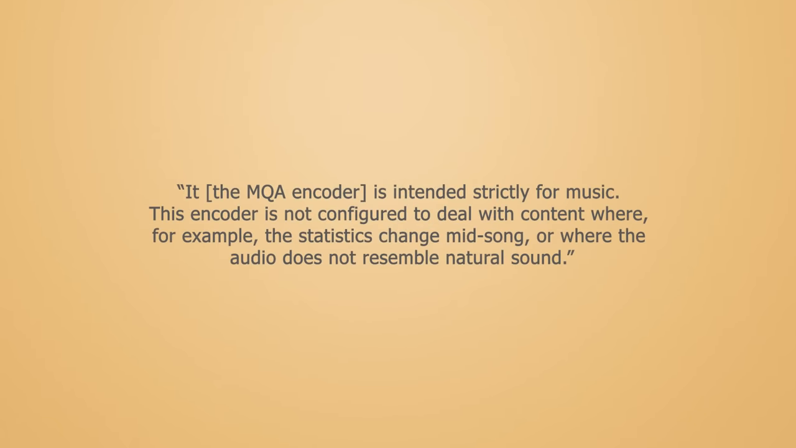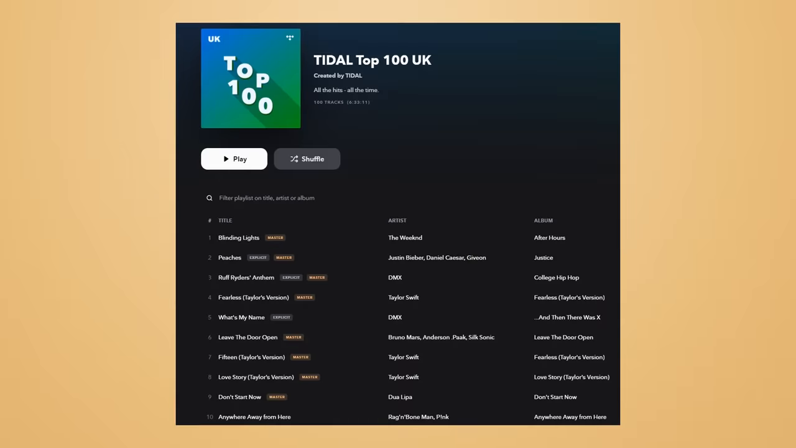In regards to the tracks I had used for testing in this video, MQA says, "this encoder is not configured to deal with content where, for example, the statistics change mid-song, or where the audio does not resemble natural sound." Does that then imply that electronic music won't work with MQA, or that tracks with a combination of natural recording and synthesized parts won't work? Right now, none of the tracks in Tidal's top 10 are true analog recordings, and yet 8 out of 10 of them are in MQA.